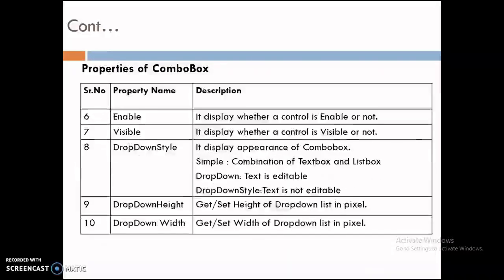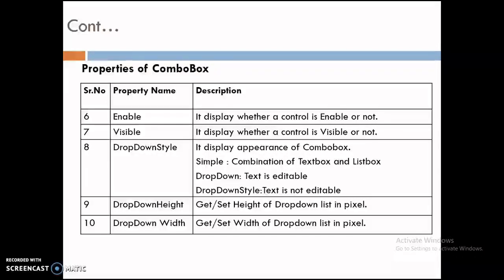Now the next property is enabled, to check whether the control is enabled or not. It has two values, true or false. Then visible. Visible has two values, true or false, and it is used for visibility control. Next most important property is drop-down style.